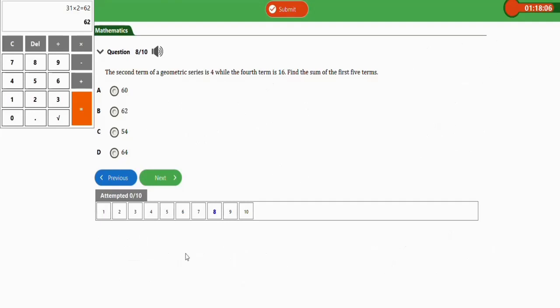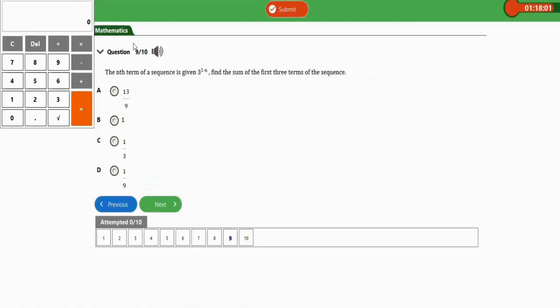Let's wipe this, guys. So the last question we're going to solve is this question. It says the nth term of a sequence is given as this. Find the sum of the first 3 terms of the sequence. So guys, to find the sum of the first 3 terms, basically let's begin by doing this. We have the nth term of the sequence given as 3 to the power 1 minus n.